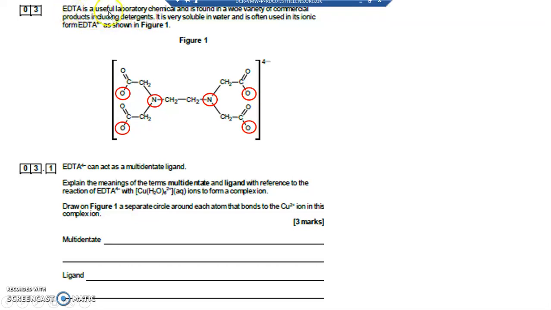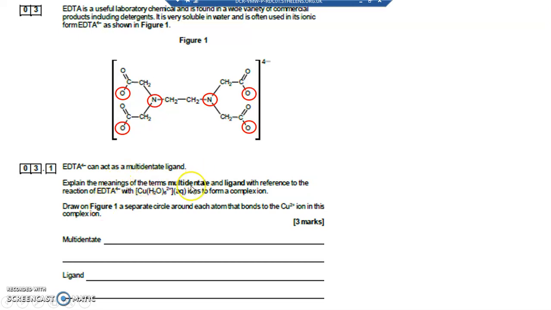Question 3. EDTA is a useful laboratory chemical found in a wide variety of commercial products, including detergents. It is very soluble in water, and is often used in its ionic form. EDTA 4- is shown below.